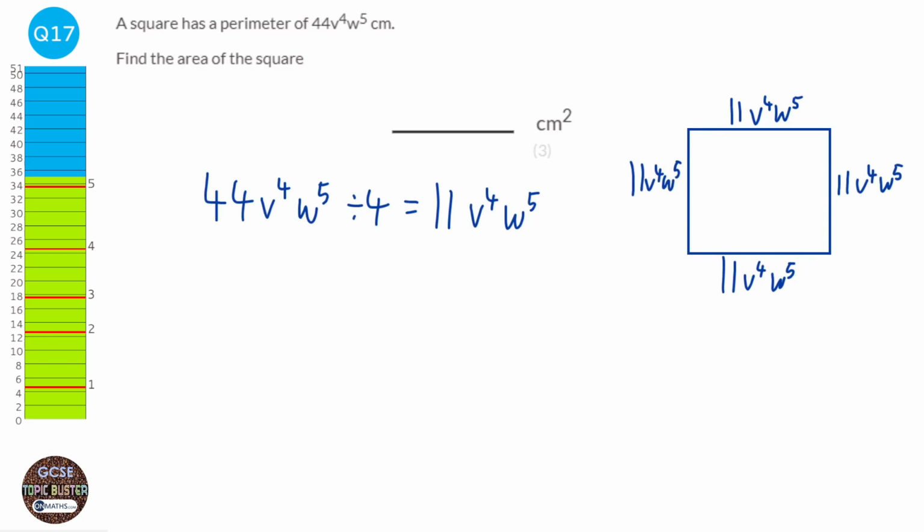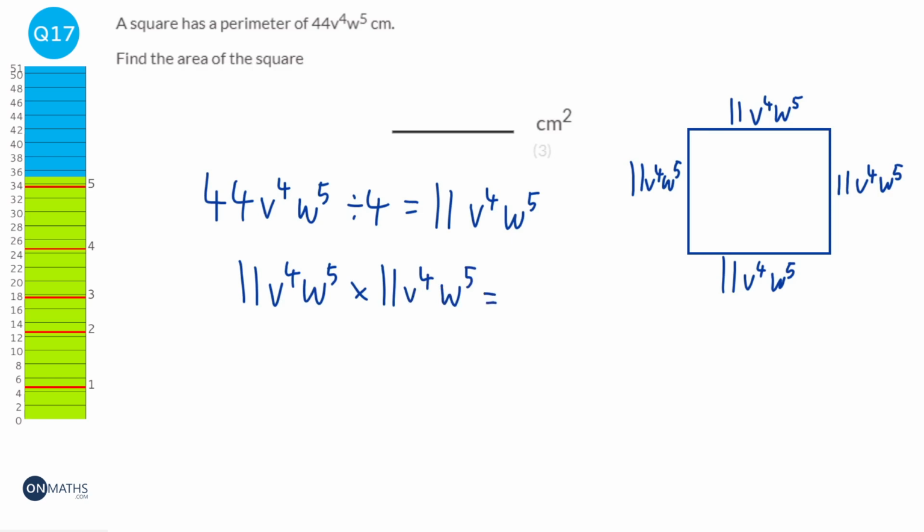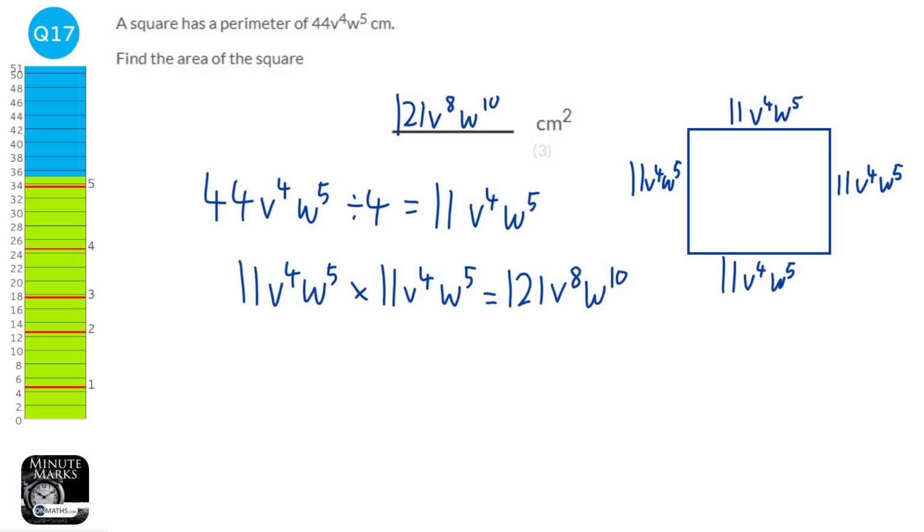And to work out what the area is, we obviously are going to square that. So we're going to do 11v to the power of 4, w to the power of 5, and just times it by itself, which is what squaring means. So we're going to times the 11s together, so that's going to be 121. Going to times the v to the power of 4's together. And remember, with indices, if you times two powers of the same base, and they're both v, then we just add the powers together. So that'd be 8. And we're going to add the w to the power of 5's together, so that makes 10. So it's 121 v to the power of 8, w to the power of 10.